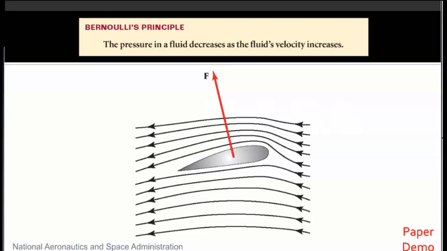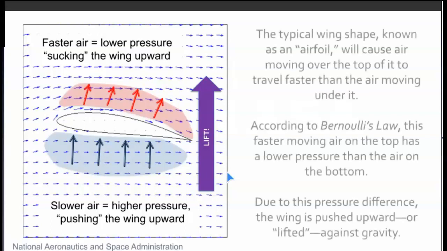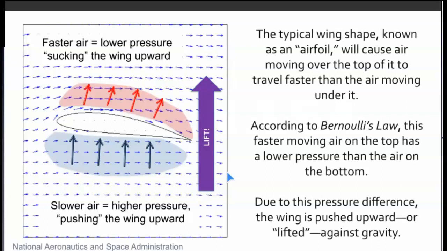And what you're looking at in this picture is the cross section of a wing. And it's showing you that as the air goes across it, it creates the lift. And so we will take a look at that. So as you've got the cross section of a wing there, the faster air produces a lower pressure, sucking the wing upward. And this typical shape of the wing is called an airfoil.